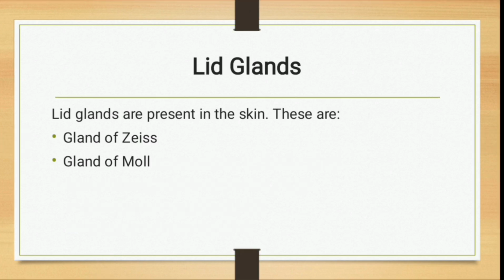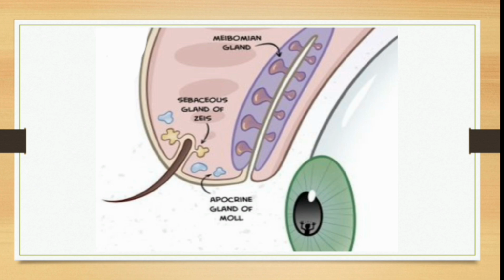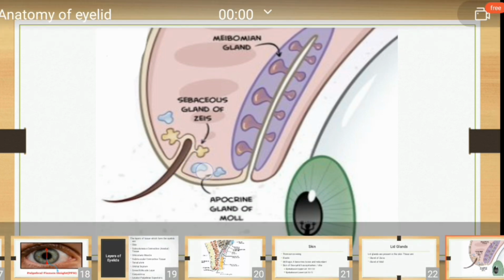Now we have the lid glands. In the skin we have lid glands as well. These lid glands are the glands of Zeis and Moll, which are present in the skin, right? So let us see where. This is basically the skin, right? And over here you can see there are two glands in the skin: the gland of Zeis, and here this is the gland of Moll.